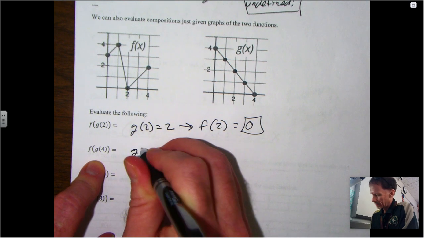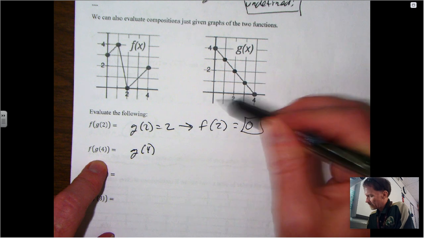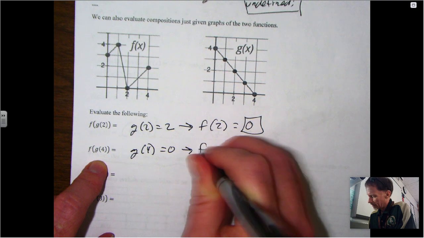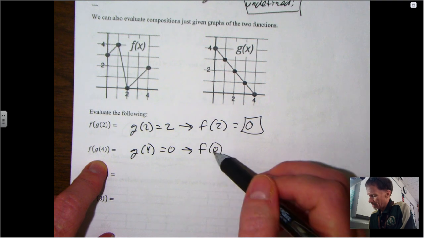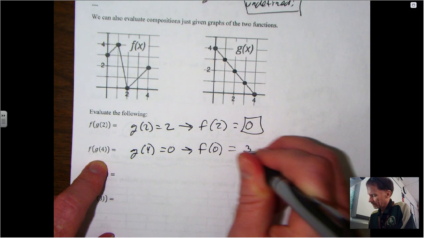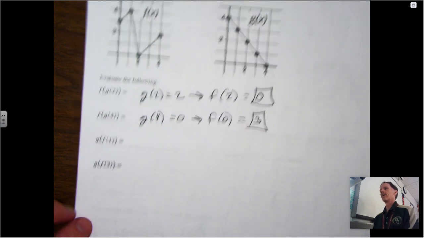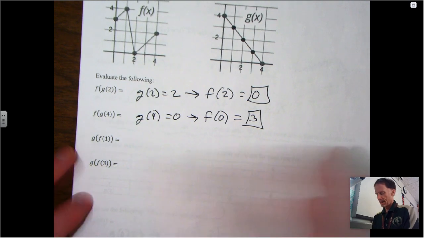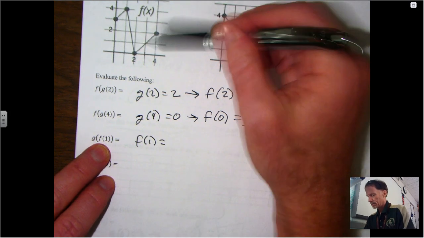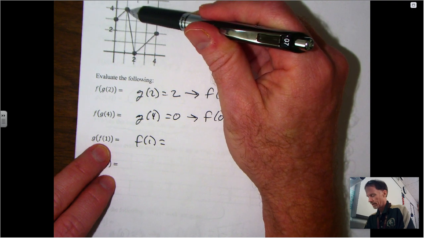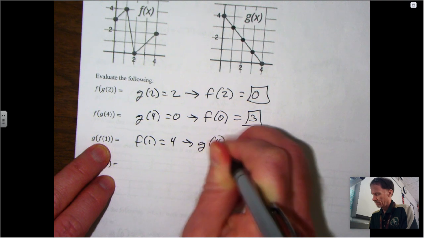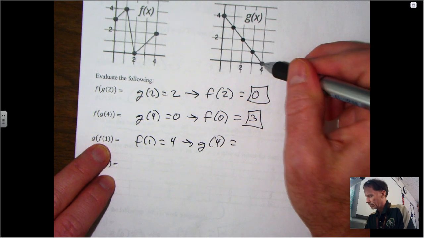Inside out, inside out, inside out. g at 4 is 0. Take that number, put it into f. f at 0. So when x is 0, f is 3. Hopefully you see how this works. Again, we're just going one by one, inside out. So f of 1. Now we're starting with f. So when x is 1, f is 4. And then we're taking that number and putting it into g. So g at 4. When x is 4, g is 0.